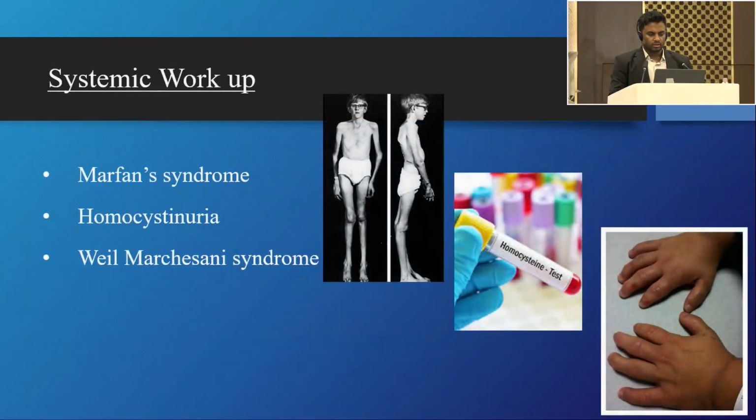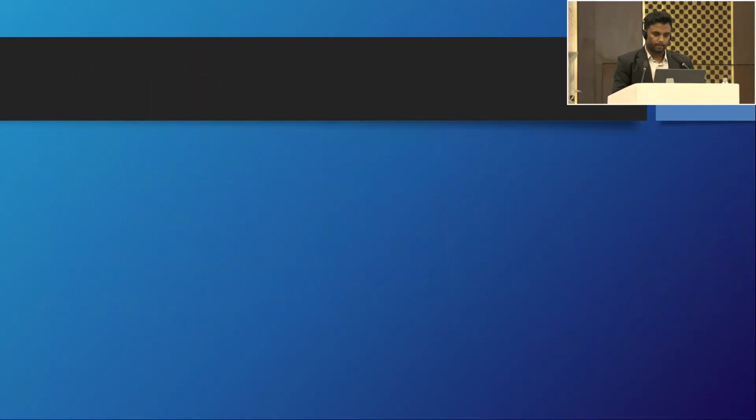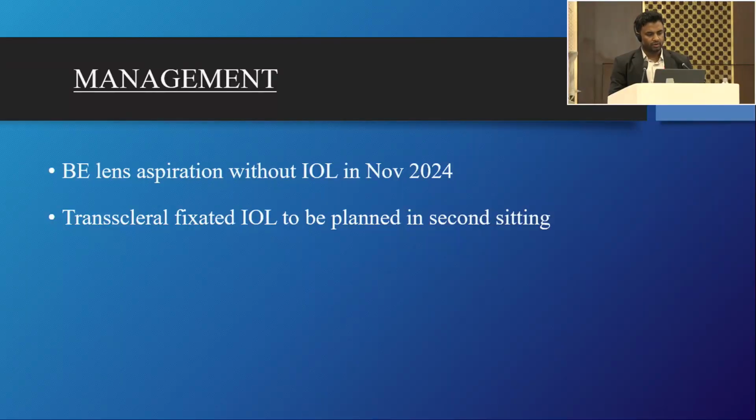So we did a systemic workup. It was negative for Marfan's, homocystinuria, and Weill-Marchesani, which are the common syndromes associated with ectopia lentis. And meanwhile, we also sent whole exome sequencing for the patient. The patient underwent both eye lens aspiration without IOL in November 24, and transscleral fixated IOL was planned in the second sitting.